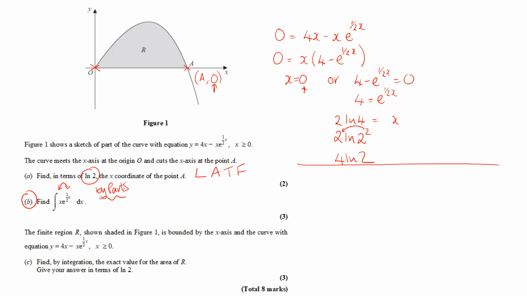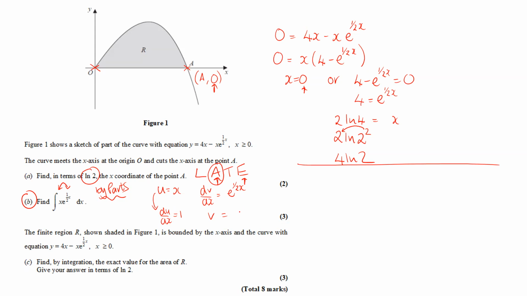Right, LATE, perfect. So we do logs, algebra, trig, exponentials. We have got some algebra and some exponentials. Because A comes first, this is telling us that u is going to be x. Therefore dv by dx is equal to e to the half x. Now to get the by parts formula, you need to differentiate this one, so du by dx will equal 1, and you need to integrate this one.